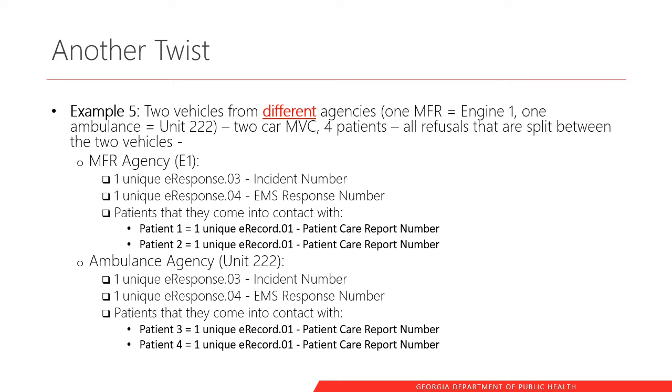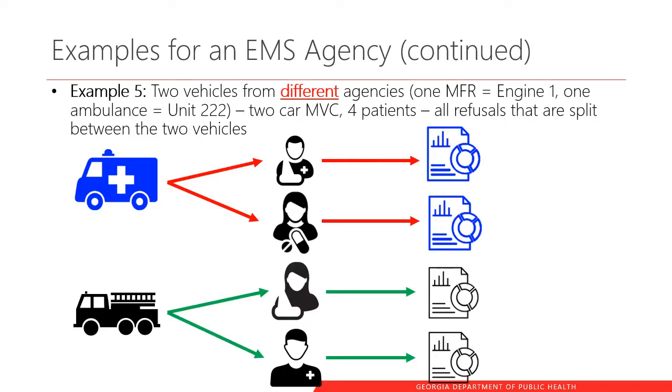So the way it would work out here is for the engine, they would have an incident number and a response number. And then if they took 2 of the patients, they would have 2 different patient care report numbers. The med unit would have an incident number, which is different than the incident number for the engine. They would have a response number because they're a vehicle, and then they would have 2 patient care report numbers for patients 3 and 4. So this is what it would look like. So still the same number of PCRs as in the example a couple of ones ago, but in this case, 2 of them are from one agency and 2 of them are for another agency. Okay, so that's kind of how that would work.